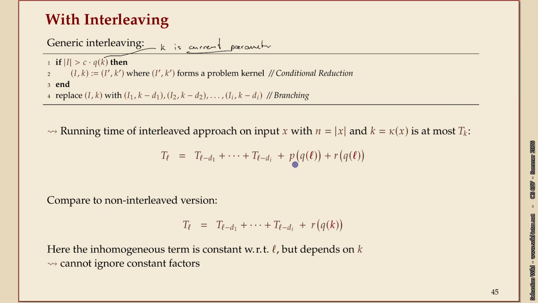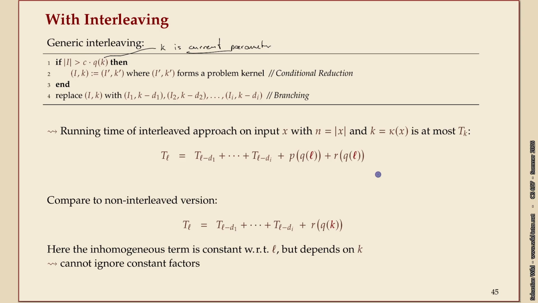So we potentially, in the worst case, have to run the kernelization in each recursive call. That costs time p. But the input size for that kernelization is bounded by some function of L. And also the branching, which takes time r of the input size, is also now a function of L. The current parameter, not the initial parameter. Okay? It looks like a subtle difference that doesn't have any big impact. The non-interleaved version was just this.